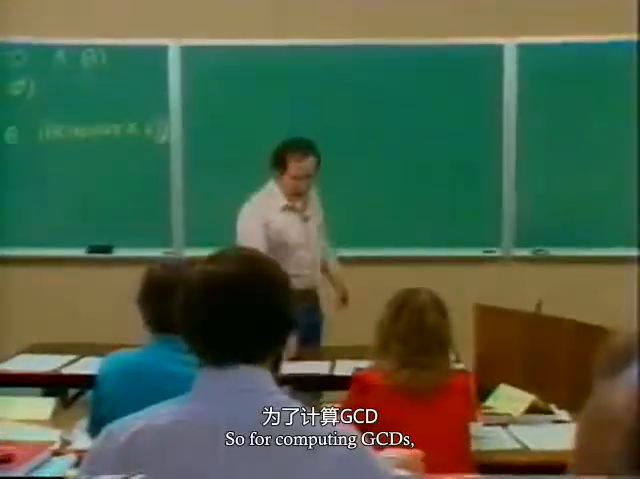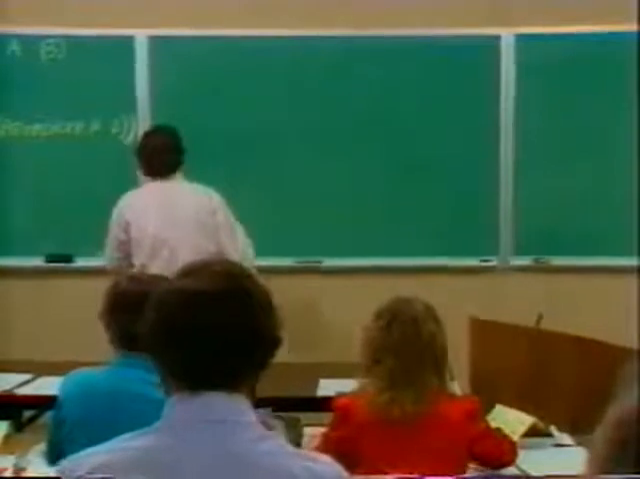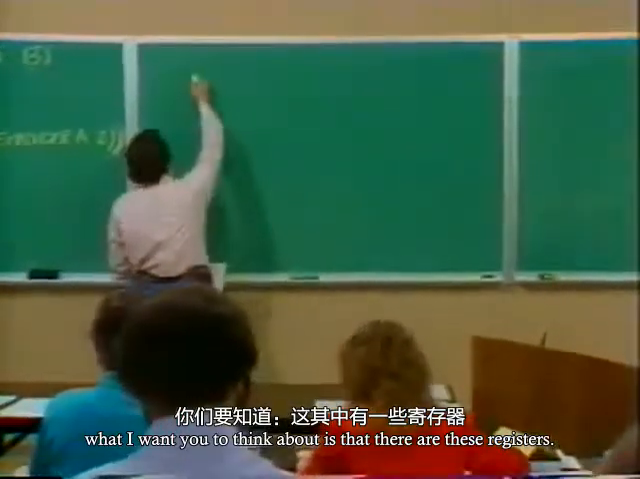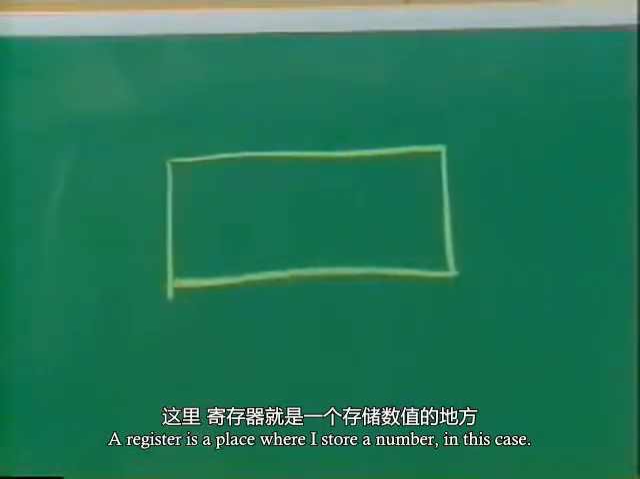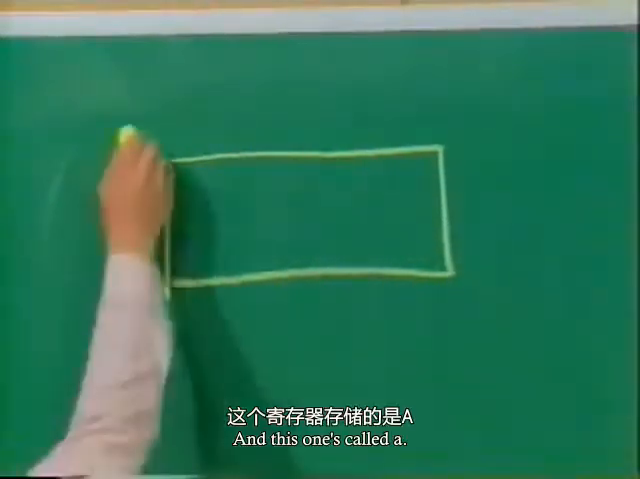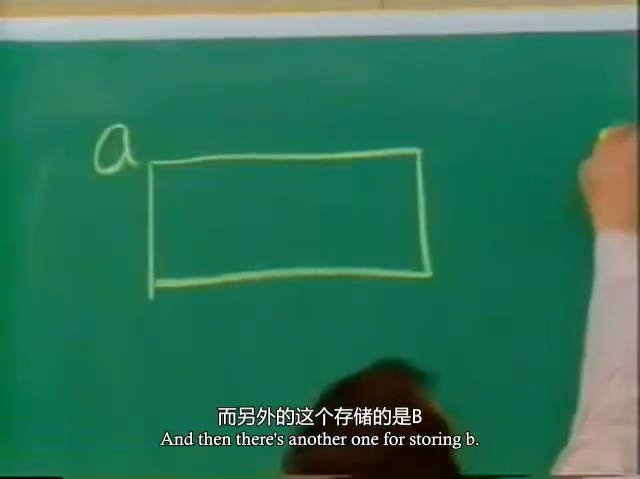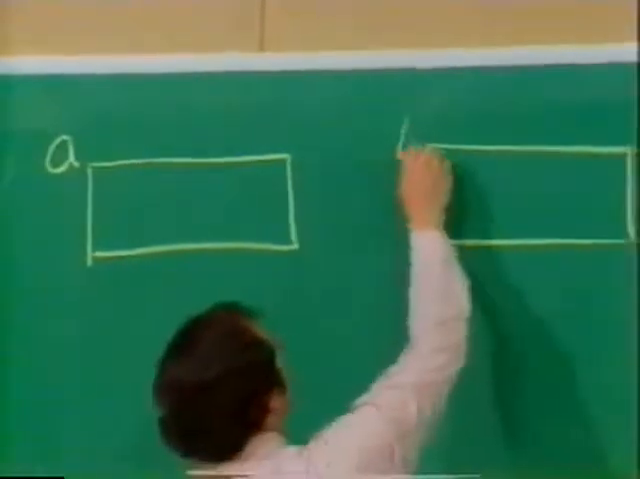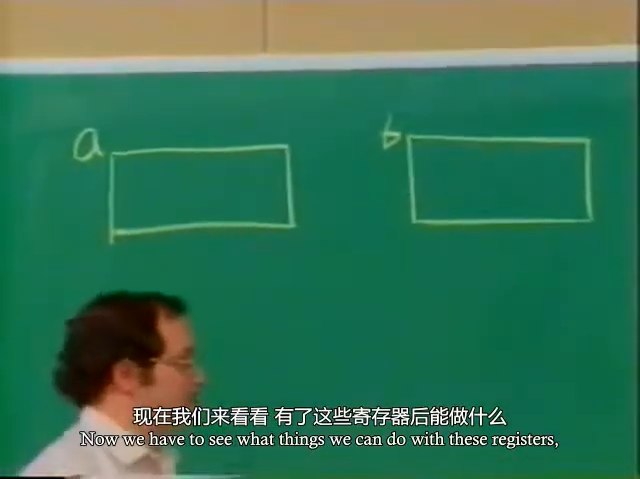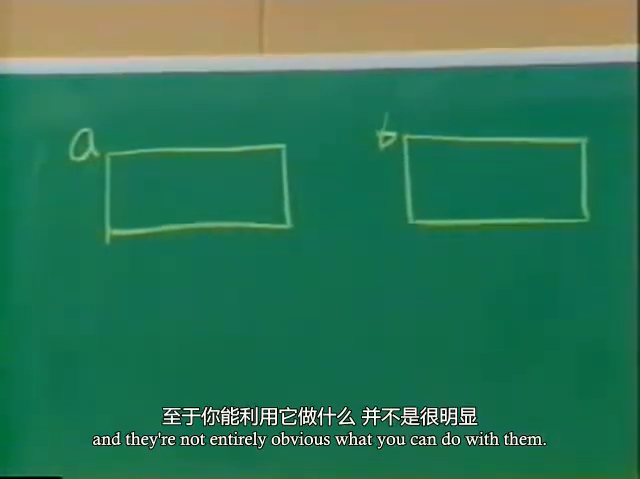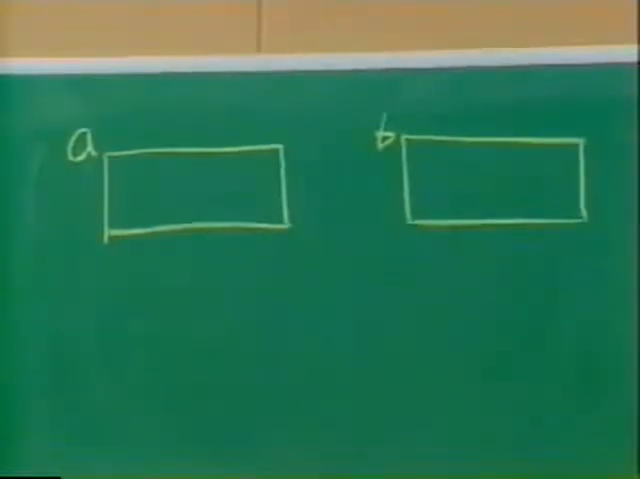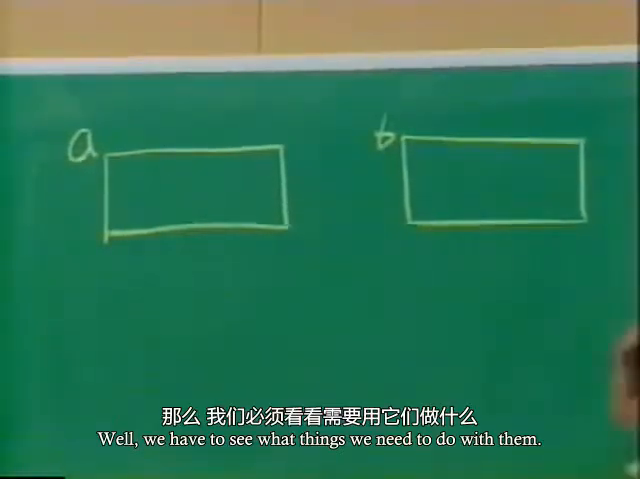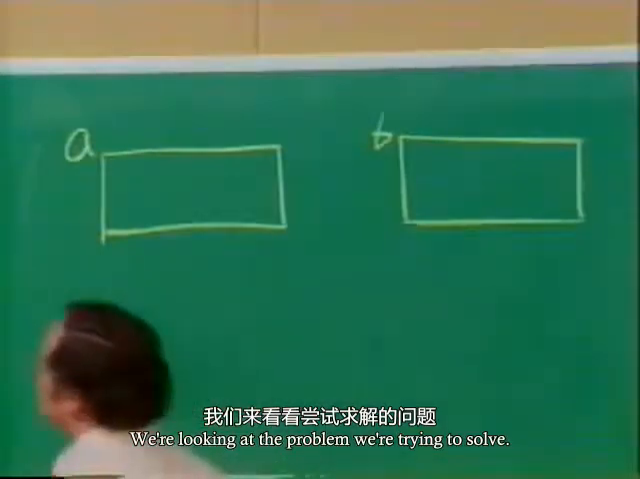So for computing GCDs, what I want you to think about is that there are these registers. A register is a place where I store a number in this case. And this one's called A. And then there's another one for storing B. Now we have to see what things we can do with these registers. They're not entirely obvious, but we have to see what things we need to do with them. We're looking at the problem we're trying to solve.